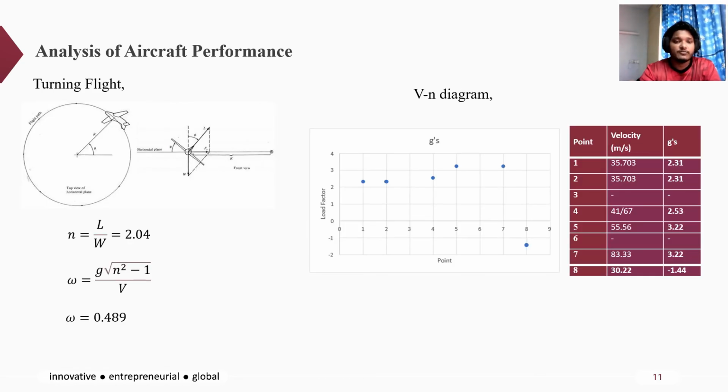And for turning flight, our omega is 0.489 radians per second. And for the VN diagram, with the load factor, with different points, with different G's, with different velocities.